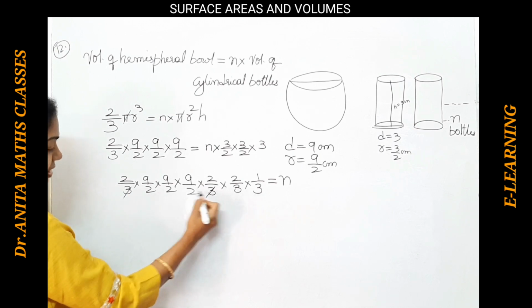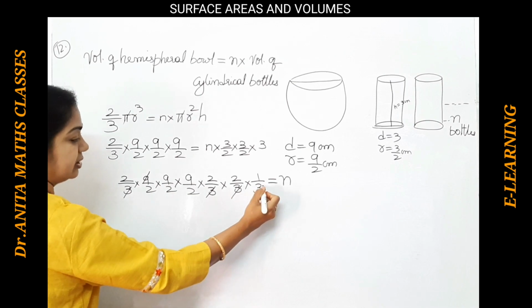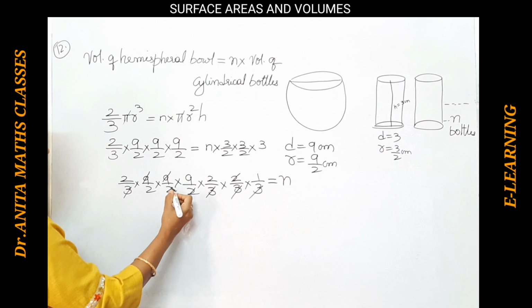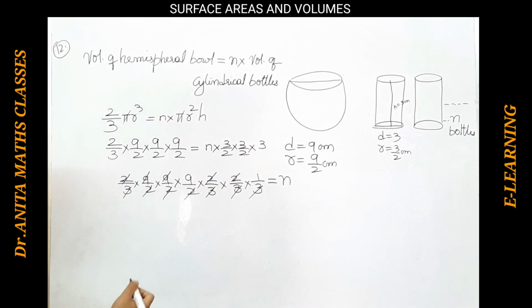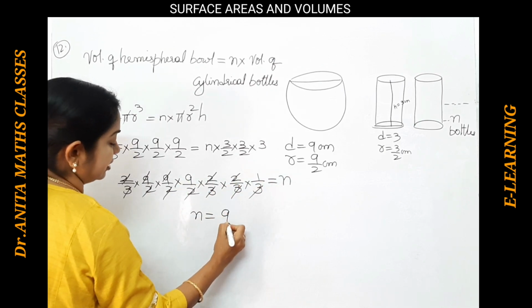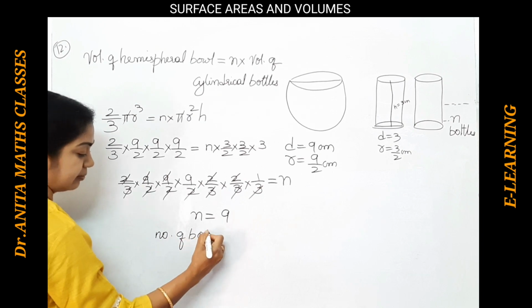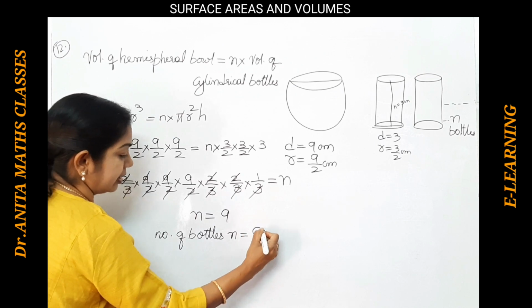Now we will cancel it off. 3 3s are 9. The other also 3 3s are 9. One more 9 goes off. Here 2 and 2 will go, here 2 and 2 will go, here 2 and 2 will go. So what remains is only n. N equals 9. So what is n? The number of bottles. N equal to 9.